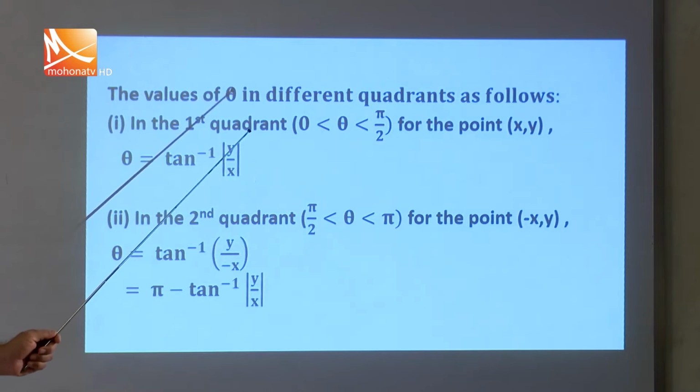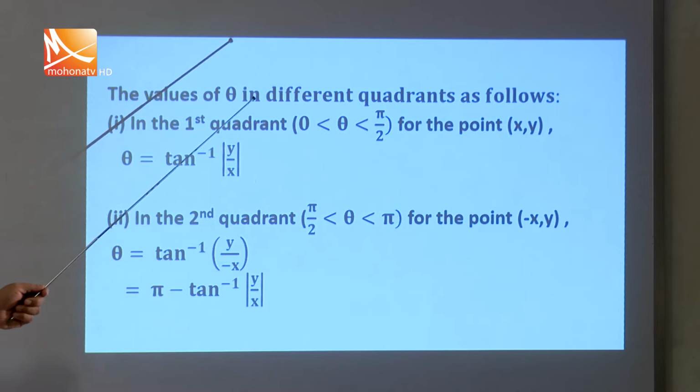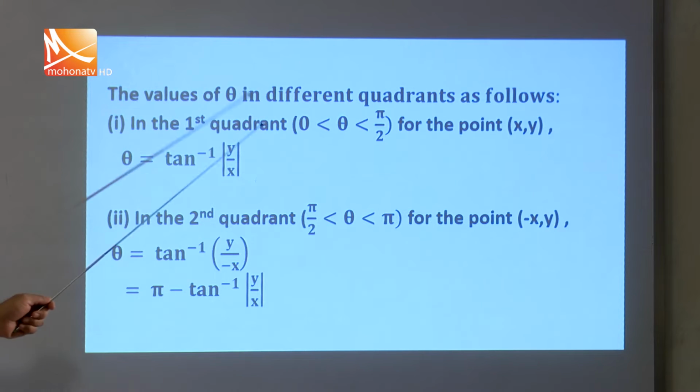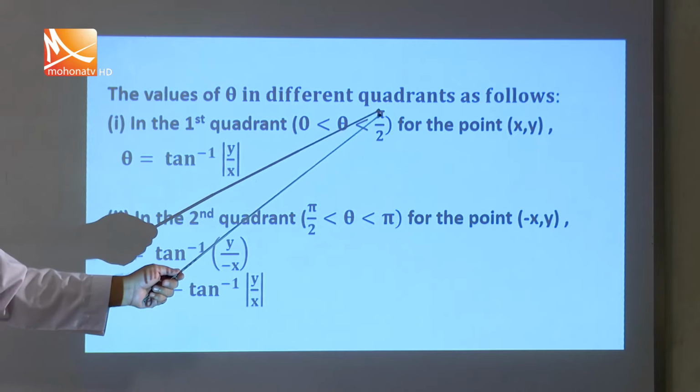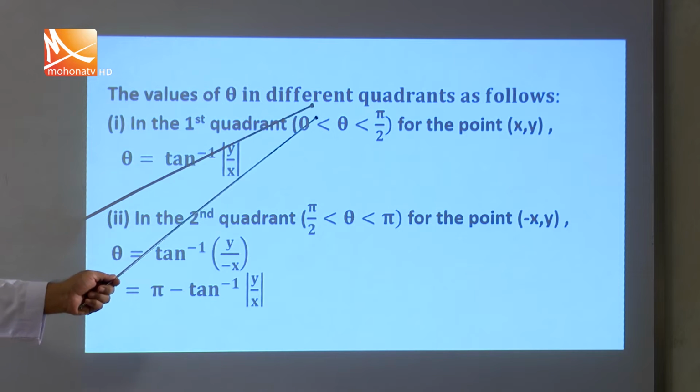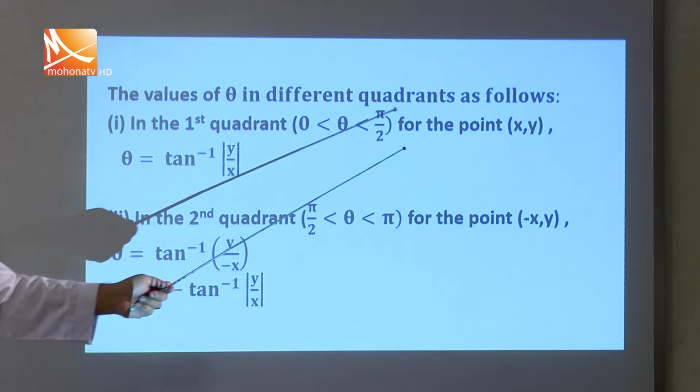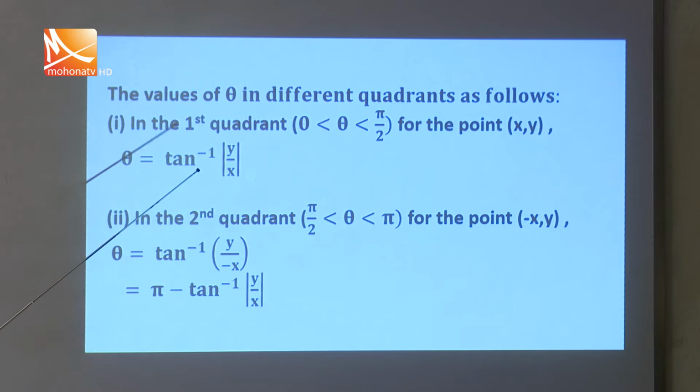Then now we would like to see the values of θ in different quadrants as follows. First one, in the first quadrant where 0 less than θ less than π by 2, for the point (x, y), θ equals tan inverse of the absolute value of y by x.